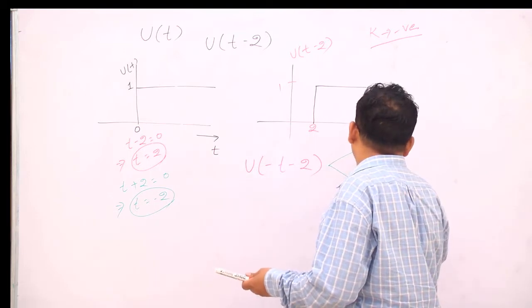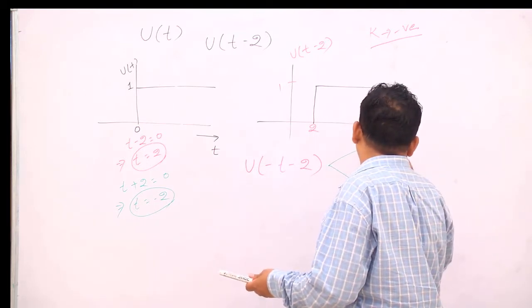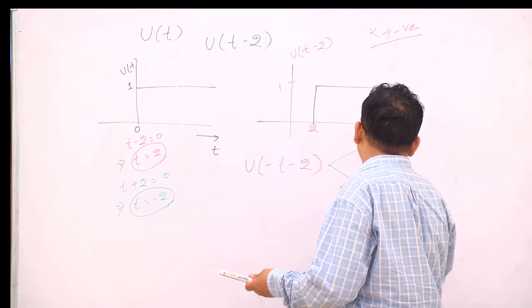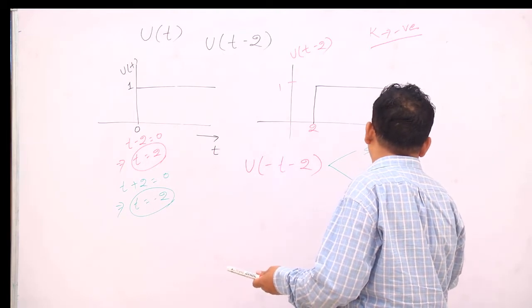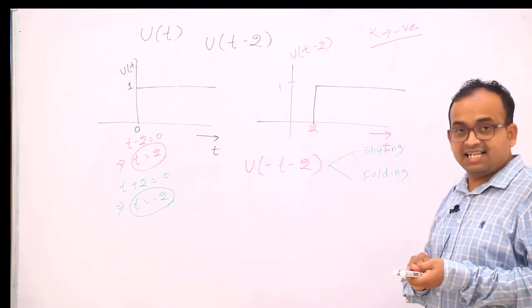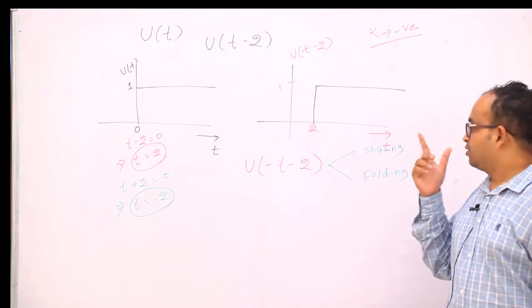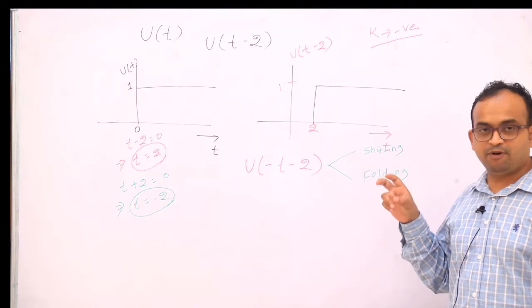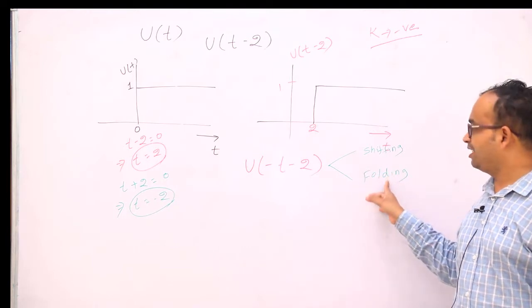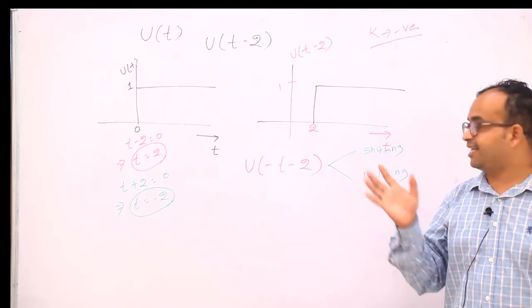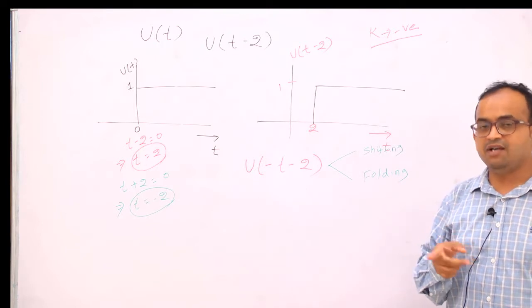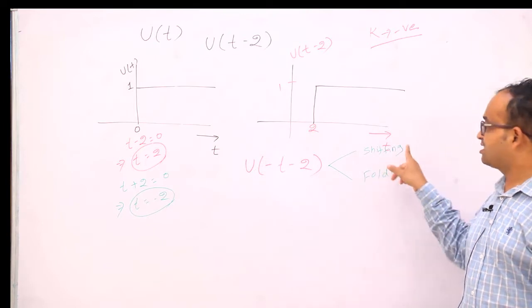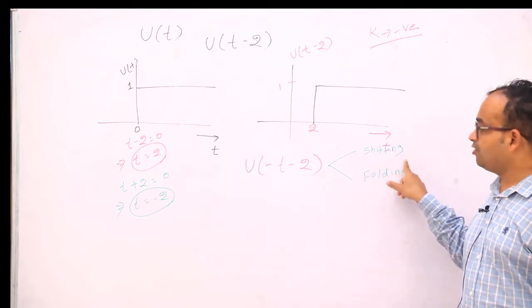So I can write here two operations: one is shifting and the other is folding. In the last class, I suggested you not to do the folding first, and I showed the example also, because if you do the folding first, something confusing happens. So I suggested you to do the shifting first always.